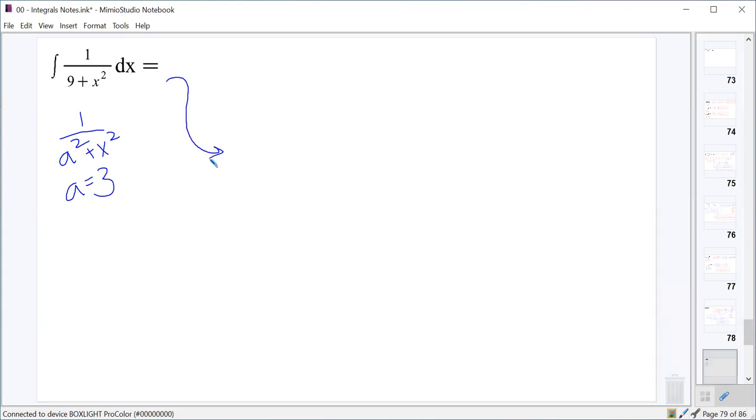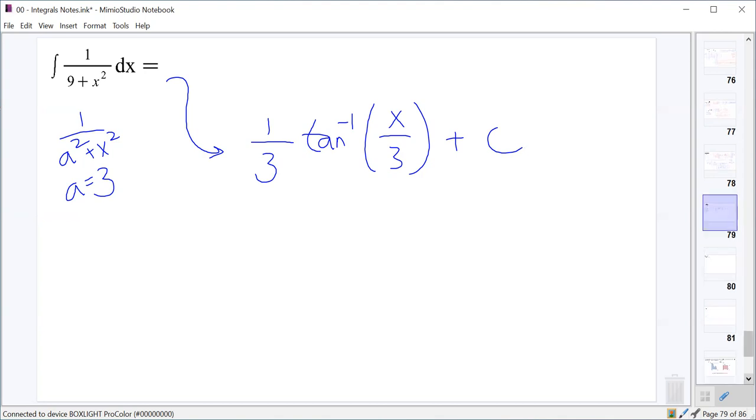we should be able to go straight to our answer using our formula, right? Our formula said it's 1 over a times the inverse tangent of x over a plus our constant. So knowing the formula makes that problem just a whole lot easier. But again, it's not necessary for you to memorize the formula. You can always go through and do that yourself.